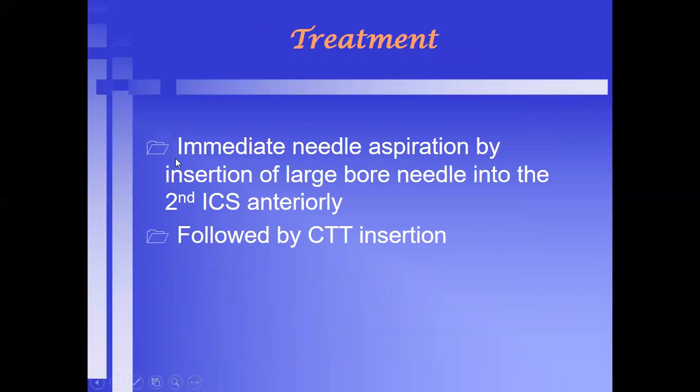Therefore, you would need to do immediate needle aspiration by inserting a large bore needle into the second intercostal space anteriorly. And this aspiration is followed by the CTT insertion. So the CTT is left in place until you have resolved the pneumothorax of the patient.